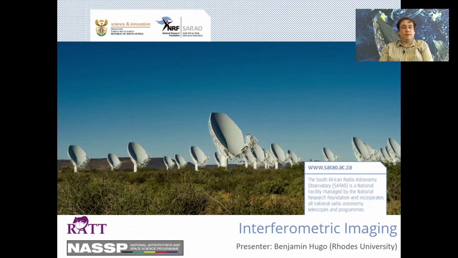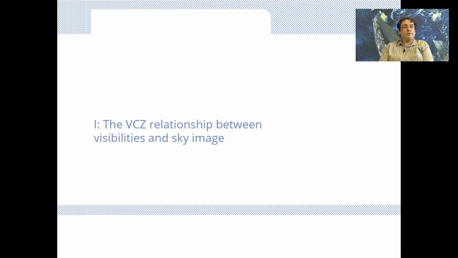We are continuing our series on interferometric measurements and how we perform calibration and imaging with these large array-based telescopes. The topic of this discussion in particular is the imaging section. So, what we're first going to be looking at is the special relationship called the van Cittert-Zernike theorem, that takes us between visibility space and imaging space.